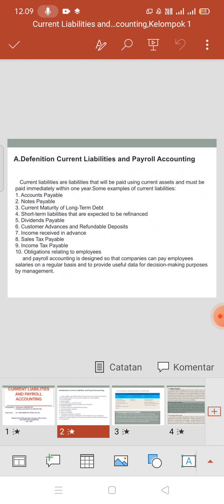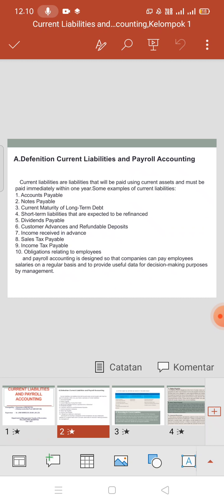Some examples of current liabilities: 1. Accounts payable. 2. Notes payable. 3. Current maturity of long-term debt. 4. Short-term liabilities that are expected to be refinanced. 5. Dividends payable. 6. Customer advances and refundable deposits. 7. Income received in advance. 8. Sales tax payable. 9. Income tax payable. 10. Obligations relating to employees.